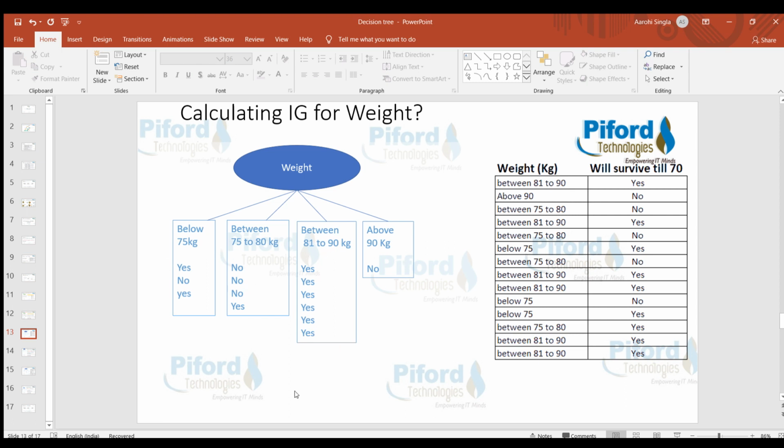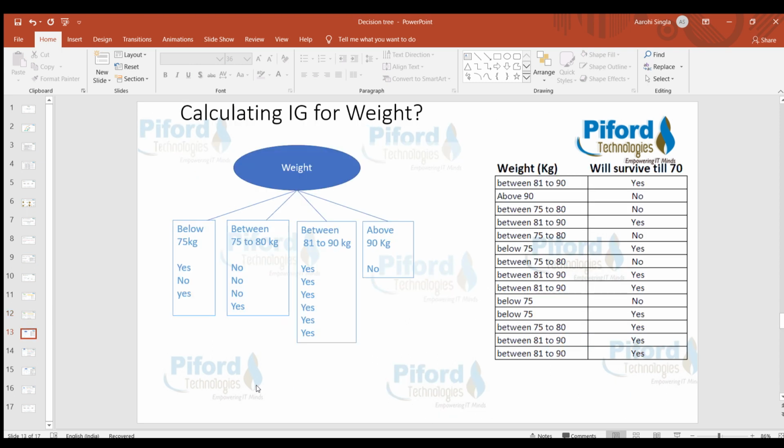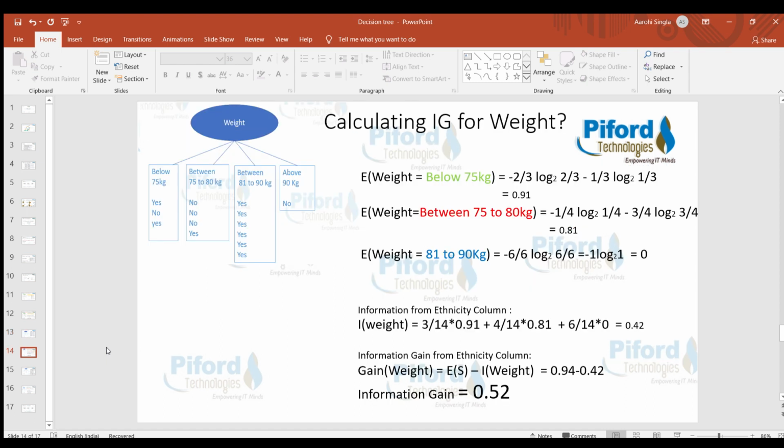Now let's calculate information gain for this particular column, right? If you remember from the last example, we need to calculate entropy for all the categories first, then we'll calculate the information, and then we can calculate information gain. So I'm ignoring the above 90 kg category because there is only one record, and I'm working with these three categories.